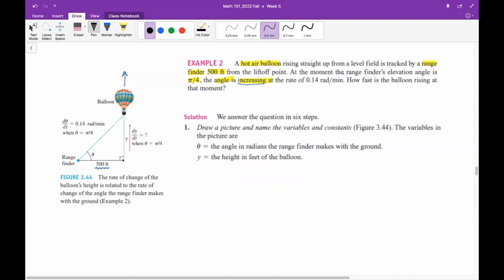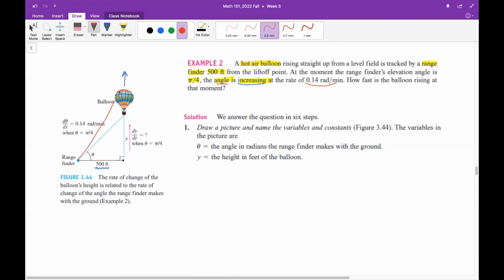At the moment, the rangefinder's elevation angle is pi/4. The angle is increasing at a rate of this much. So what is this numerical quantity here? We will try to express it in terms of the time derivative of something. So this is the rate of change of the angle, you know?